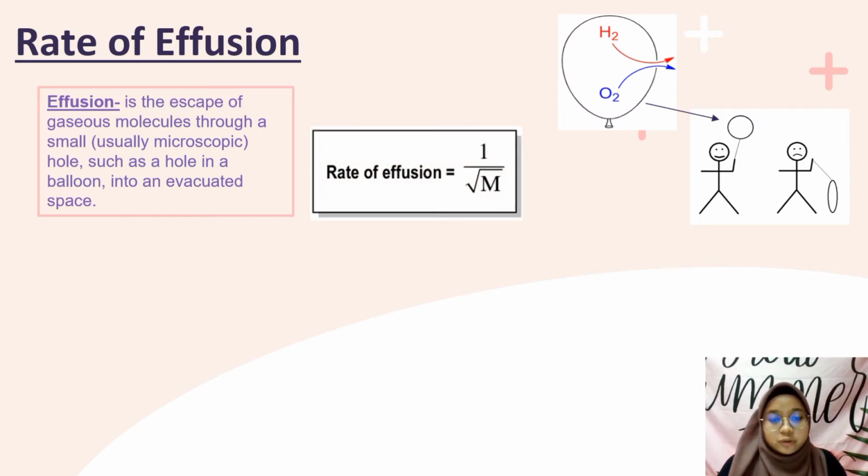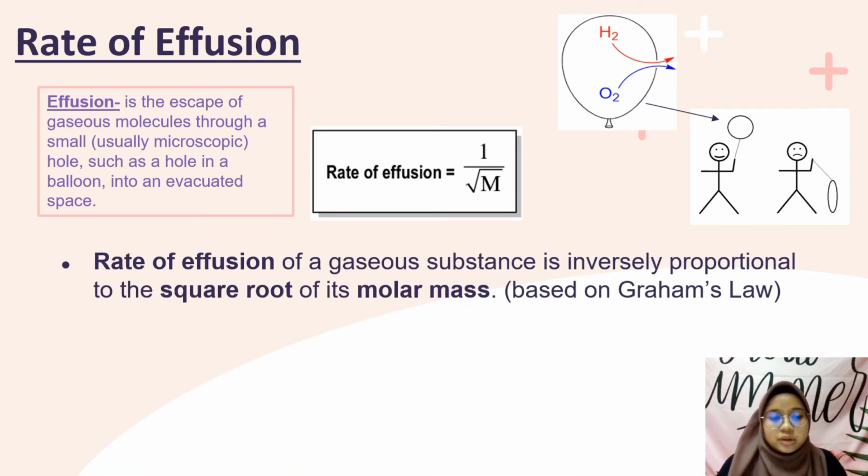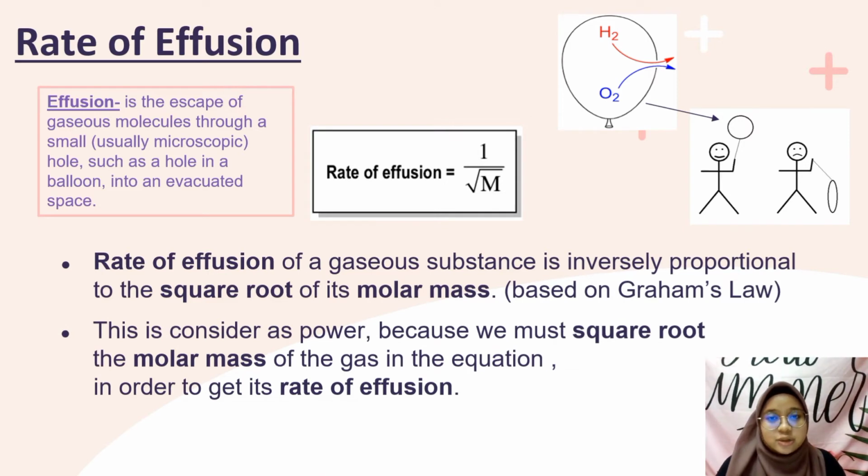The rate of effusion formula is 1 over the square root of the molar mass of the gas. So the rate of effusion of a gaseous substance is inversely proportional to the square root of its molar mass, and this is based on Graham's law. This is considered as power because we must take the square root of the molar mass of the gas in the equation in order to get the rate of effusion.